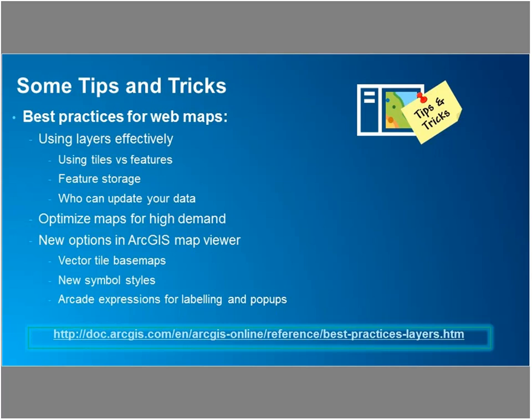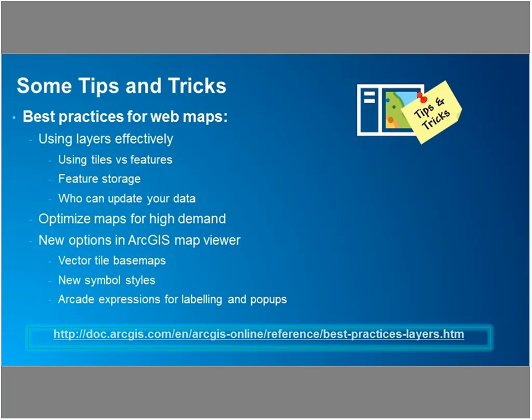You can do things to optimize your maps for high demand. And Jasmine showed some of the new options in the ArcGIS Map Viewer, such as the vector tile base maps. So if you want to use the ones provided by Esri, you can use those editor tools to use them as well. There's also another option in ArcGIS Pro. You can actually create your own vector tile layer from your own base maps and your own data, and you can publish this to your organization from Pro and enable your users to use that as a base map. So that's another option if you have an entirely your own data set.